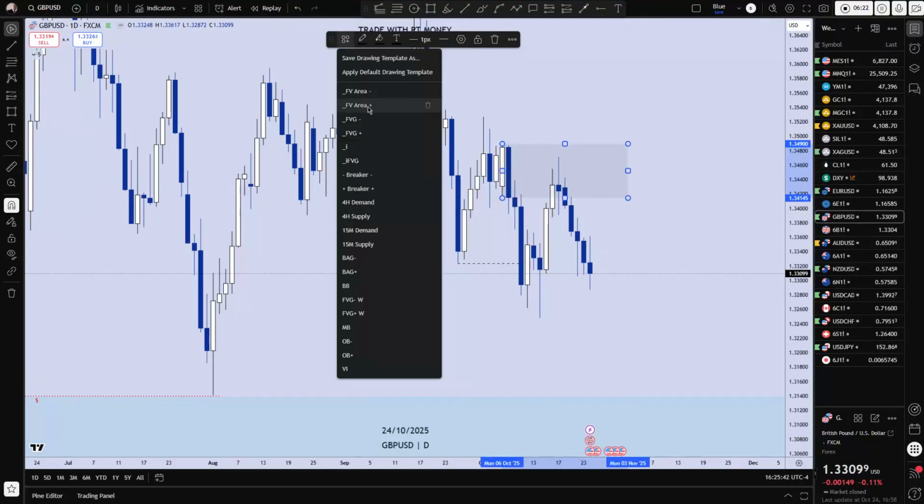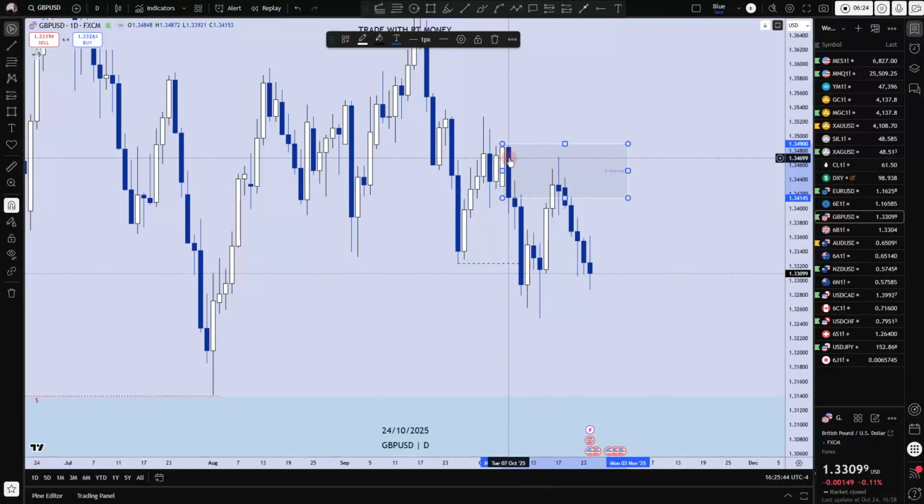I didn't mean to mark it that way. There it is. All right, so price comes back up into this. I saw it reaching. I said, as long as it stays below the midpoint, the 50%, the equilibrium of the bearish order block, I'm looking for price to hold and force price lower.